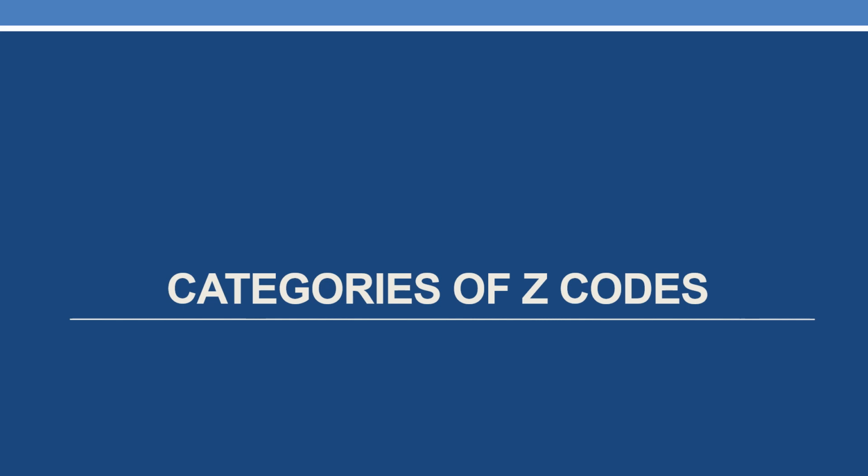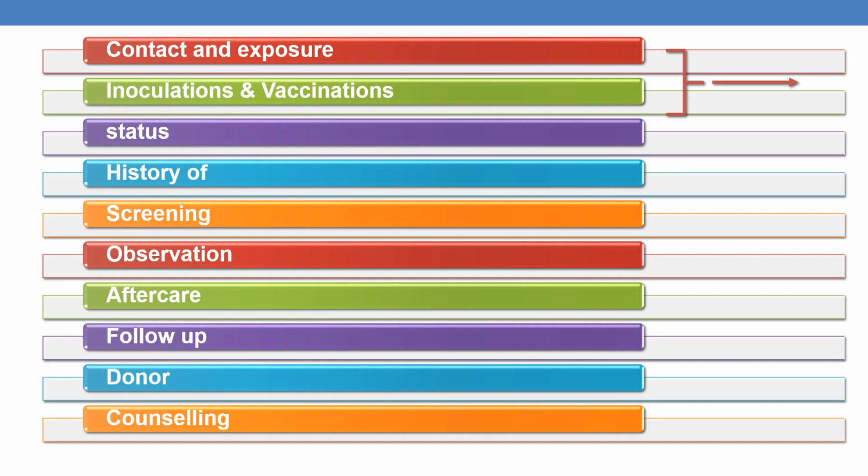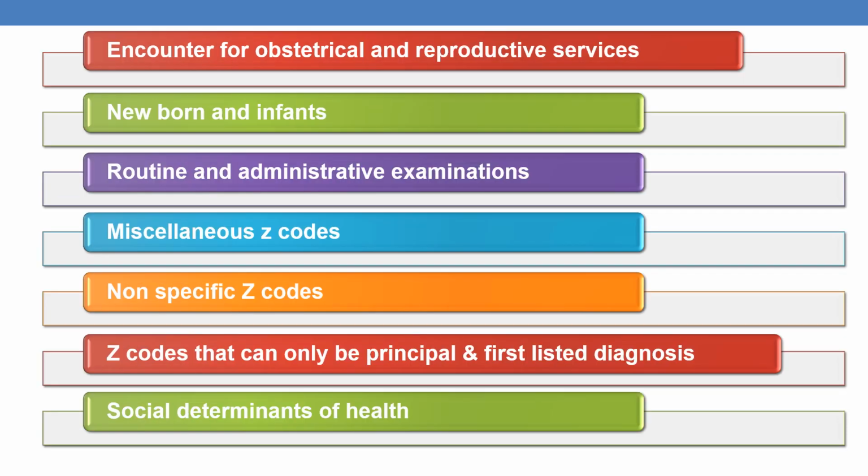Now coming to categories of Z codes. There are various categories of Z codes and we will discuss each category specifically in the further sessions. In the current session, we will be focusing on Z codes regarding contact and exposure, and inoculations and vaccinations. Additional to that, there are Z codes regarding the status, history, screening, observation, aftercare, follow-up, donor, counseling, encounter for obstetrical and reproductive services, newborn and infant services, routine and administrative examinations, miscellaneous Z codes, nonspecific Z codes, and Z codes that can only be principal or first listed diagnosis, and finally social determinants of health. These are the various categories of Z codes that we will discuss.